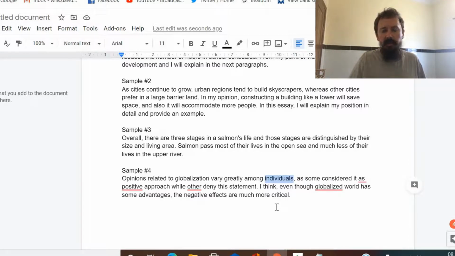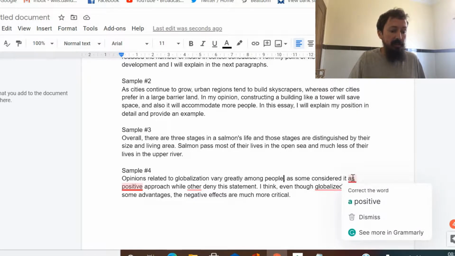Individuals, this is something so many IELTS students say. It's not a great word, to be honest. It doesn't magically replace the word people. If you haven't already said people 10 times already, then don't just replace it with individuals. It's not a perfect synonym. Opinions related to globalization vary greatly among people, as some considered it as positive approach.